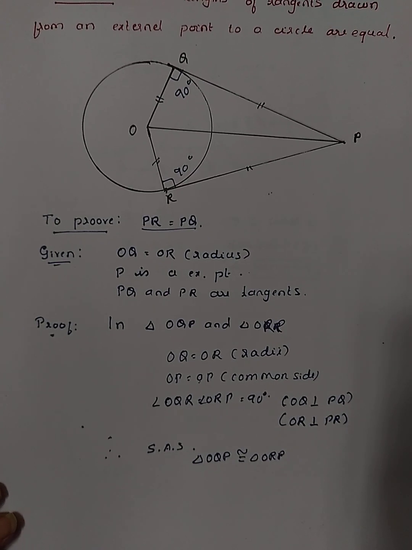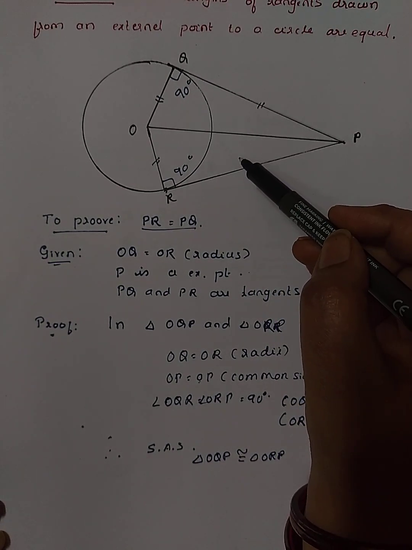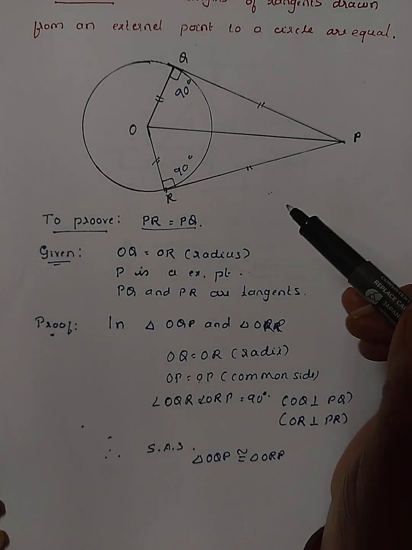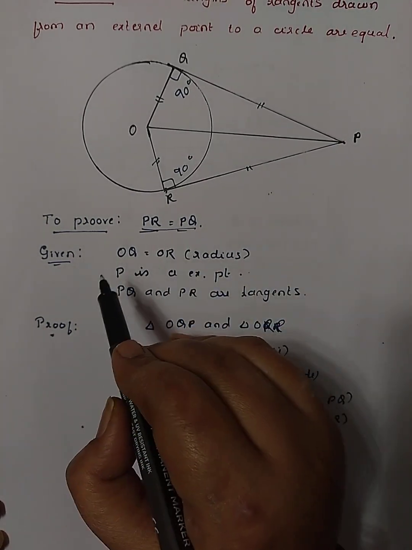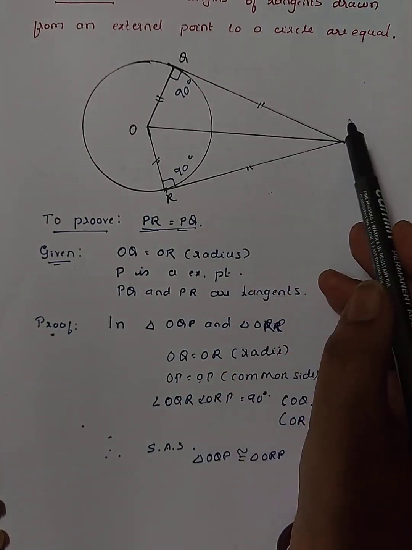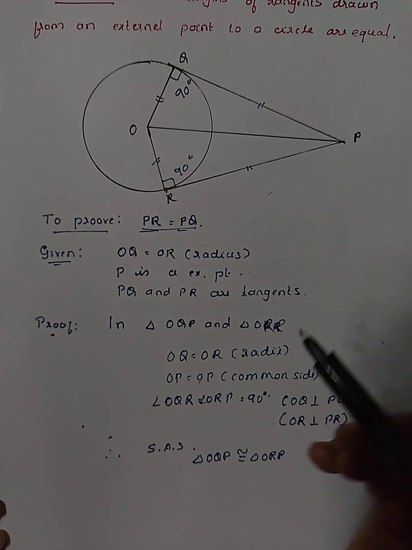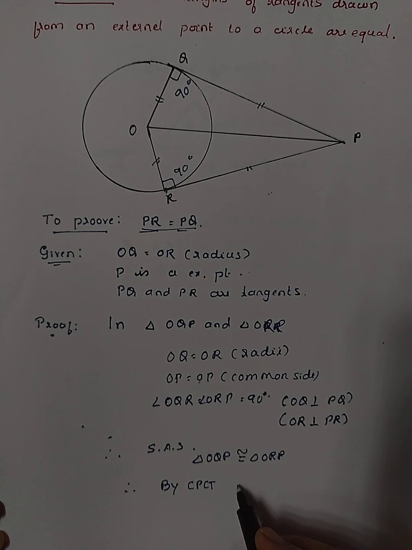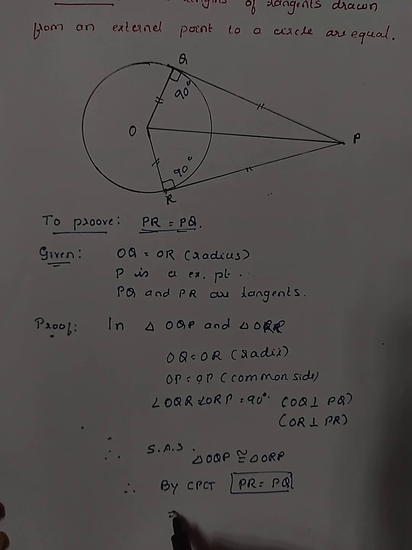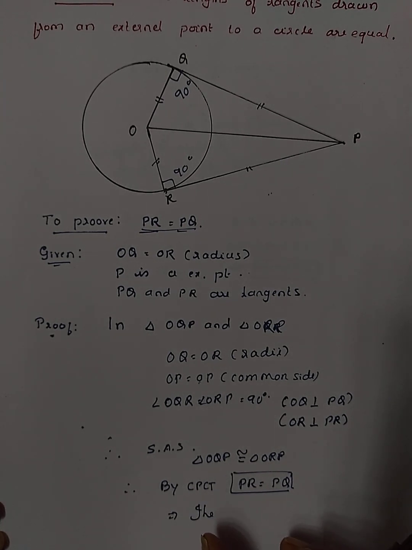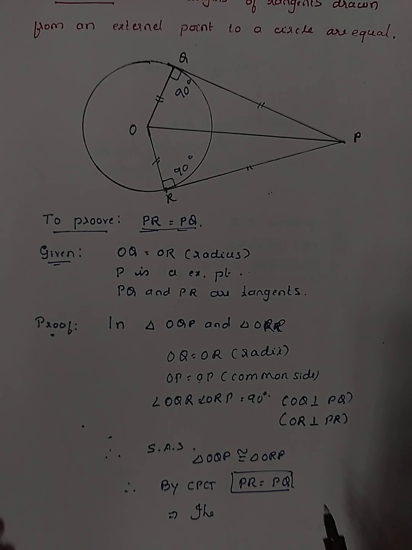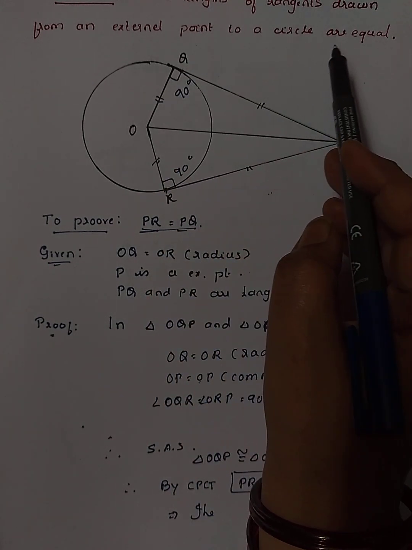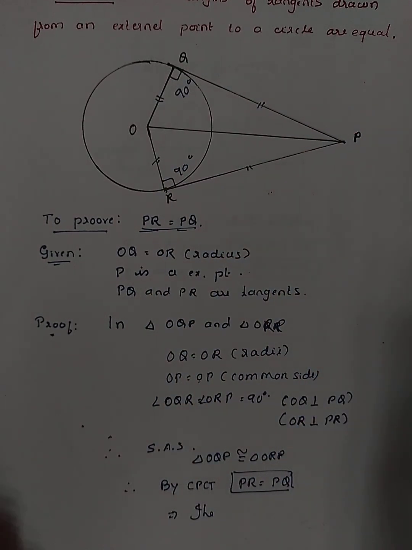So when we have proved these two triangles are congruent, what do we need? PR and PQ have to be proved. PR and PQ are corresponding sides. Therefore, by CPCT, PR equal to PQ. This means we have to write the statement: the lengths of the tangents drawn from an external point to a circle are equal. Thank you.